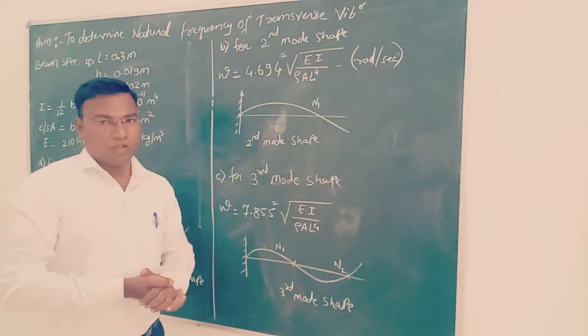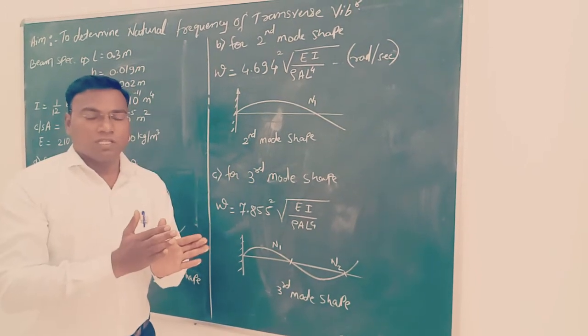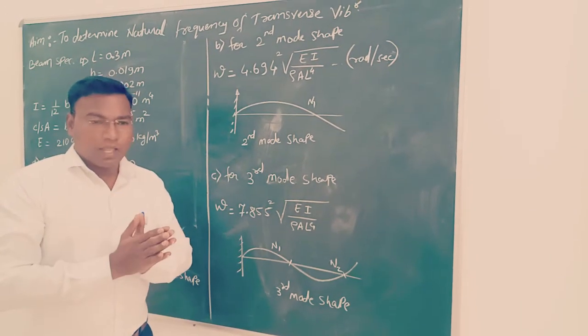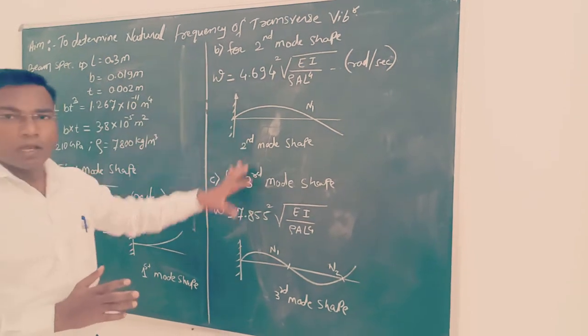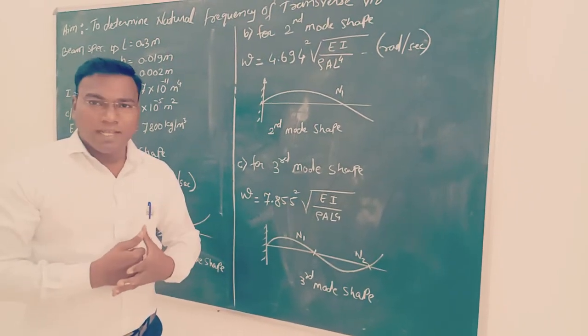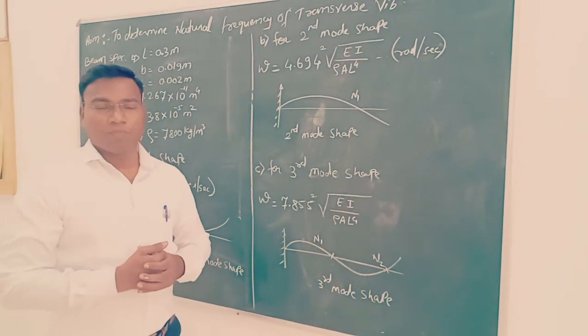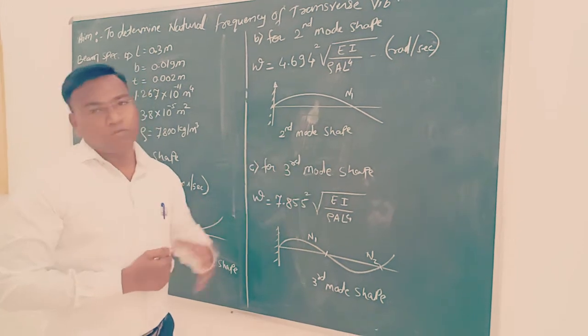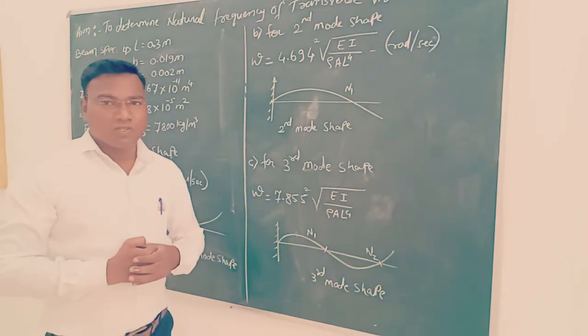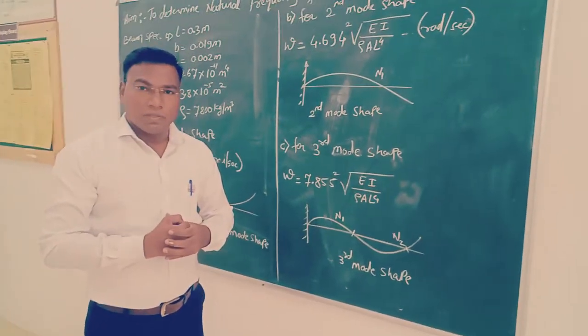After determining the natural frequency, we can compare the experimental natural frequency determined with the FFT analyzer and the theoretical one from calculation. It is observed that only a small difference is obtained between the experimental and theoretical natural frequency. So this was the whole part for determining the natural frequency of transverse vibrations. I hope you are all clear with this concept. Thank you.